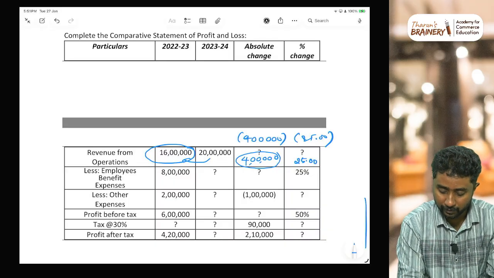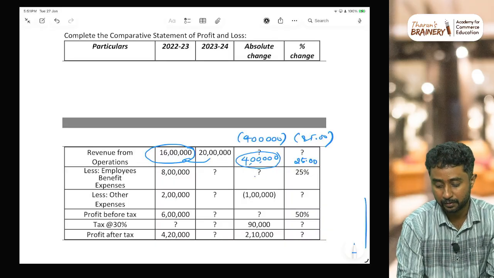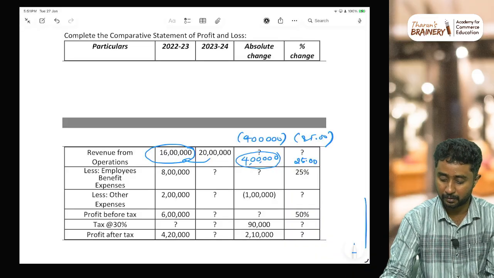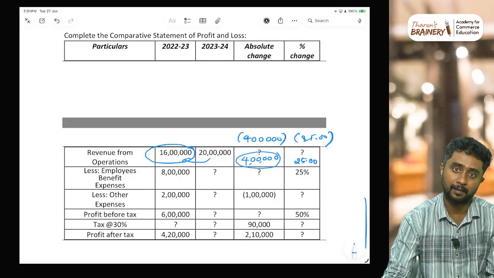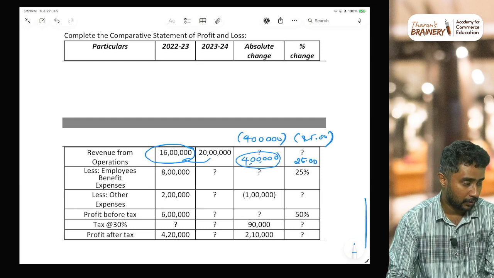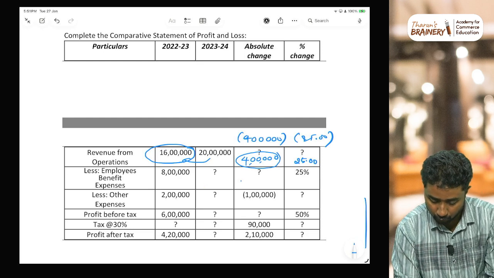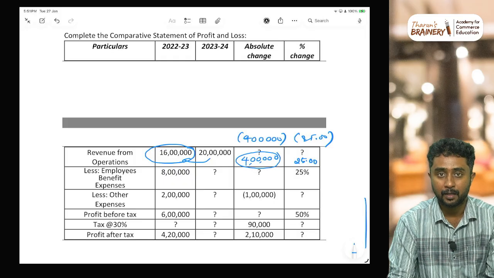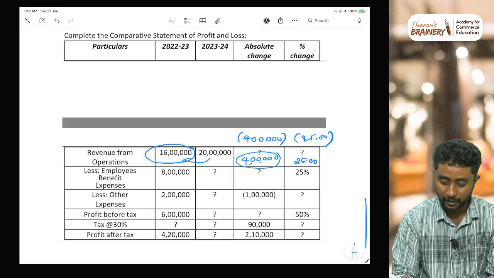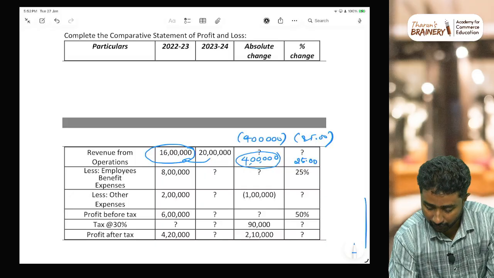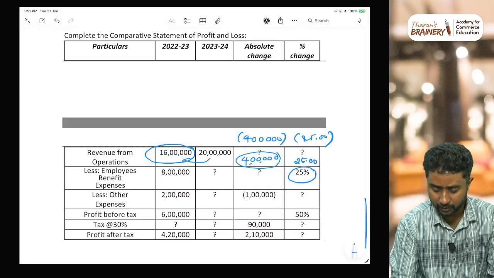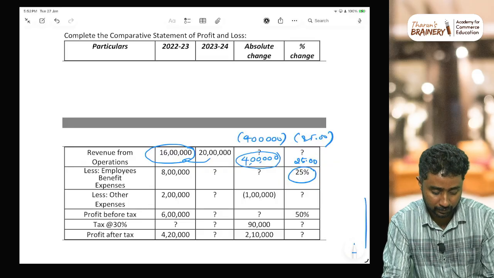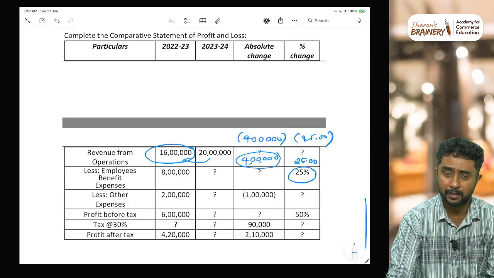Now employee benefit expenses, as you can see, 2 columns, again values are missing, but it is not like the previous line. Previous line it was absolute change column and percentage change column. Now we are having values missing in current year column and absolute change column. As you can see, 25% is shown in the percentage change column.